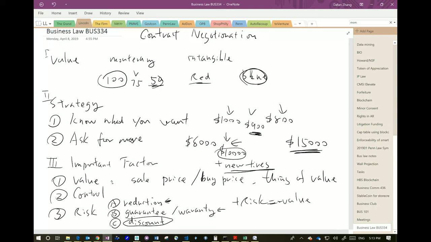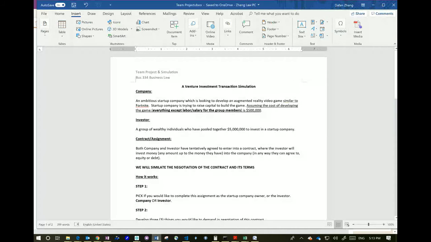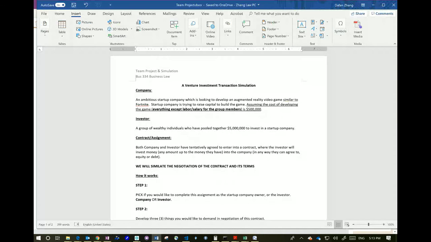So I hope that's a pretty simple session discussing the value, the strategy, and the important factors that we should consider when we negotiate contracts. This leads us to this week's project. This week we will have you start to do part 1 of a venture investment transaction simulation.